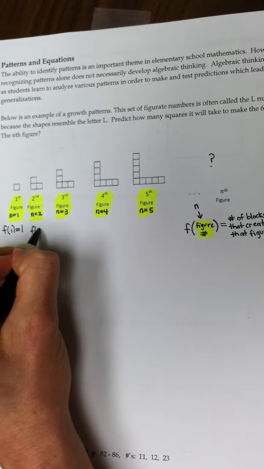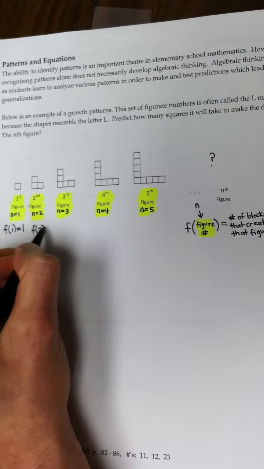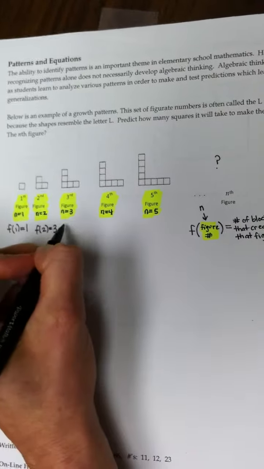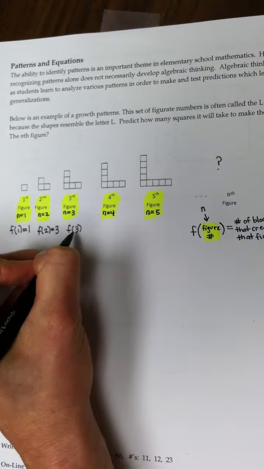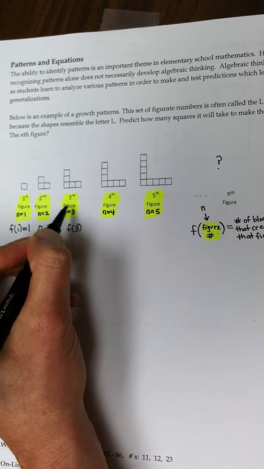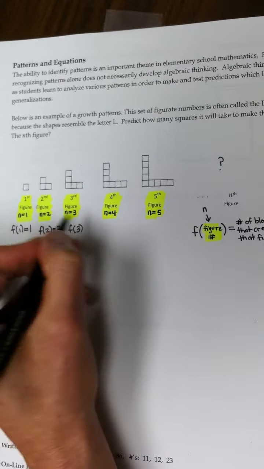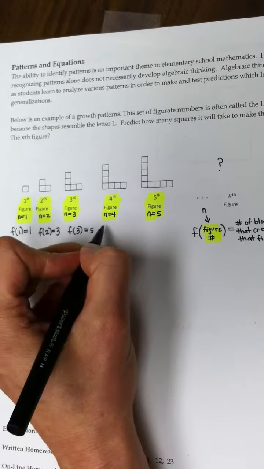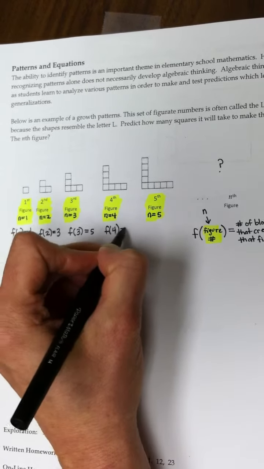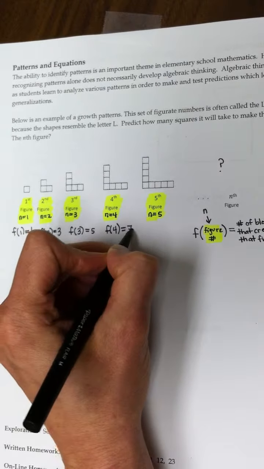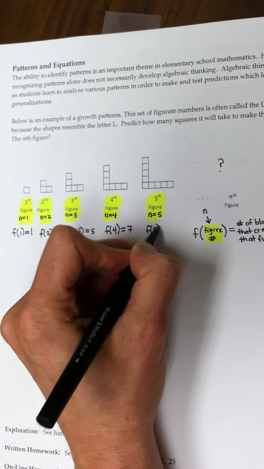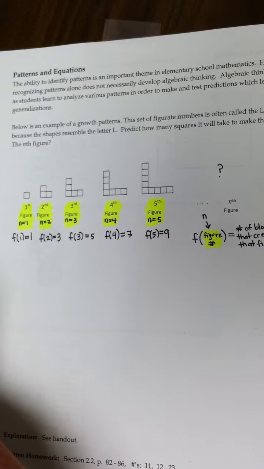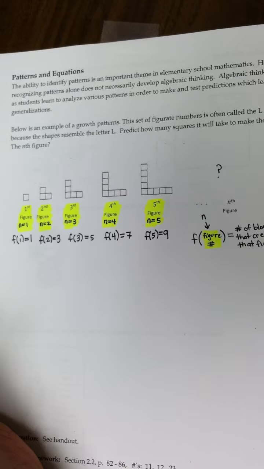And when I plug a 2 into my function to represent the second figure, a 3 will pop out because there are 3 blocks in the second figure. And when I plug a 3 into my function to represent the third figure, and I follow my rule, 5 will pop out because there are 5 blocks that create that figure, and so on. So for the fourth figure, we will have 7 blocks, and for the fifth figure, we will have 9 blocks. So now we need to create a function that will correctly predict the number of blocks per figure.